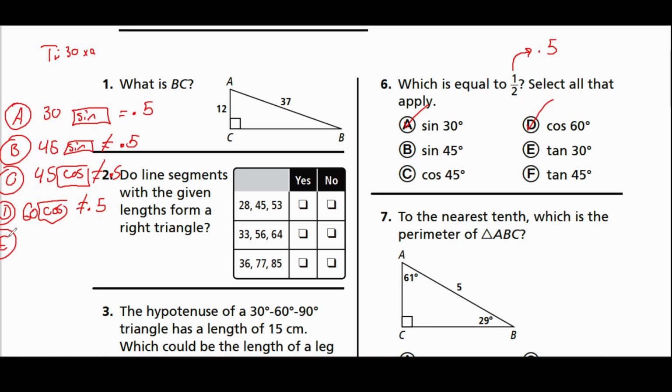For E, it wants to know what is the tangent of 30. So I'm going to put 30 and hit that tan button. Remember, anything in the box is an actual button you're going to press on the calculator. But that does not equal 1/2. That is something like 0.577. We need exactly 1/2. Just because we have that 0.5 up front doesn't mean we have it. And then for the last one, we have the tangent of 45. So I'm going to hit 45 first and then hit tangent. And that is actually 1 and not 1/2.